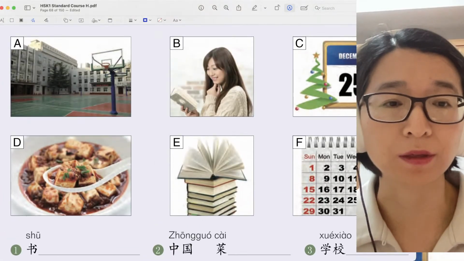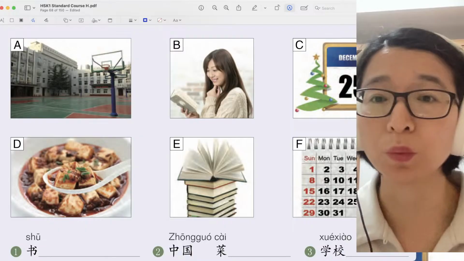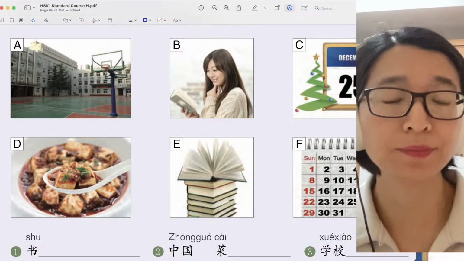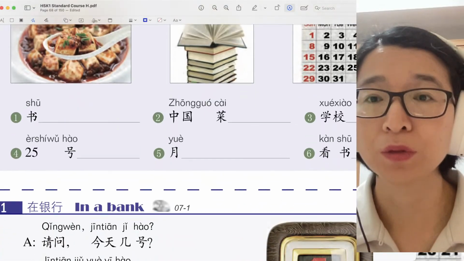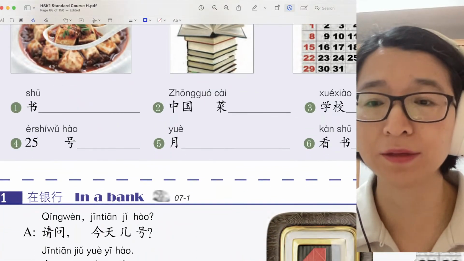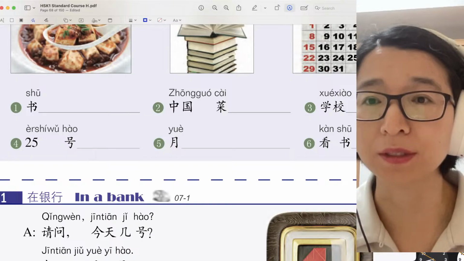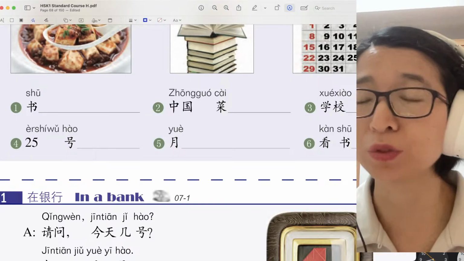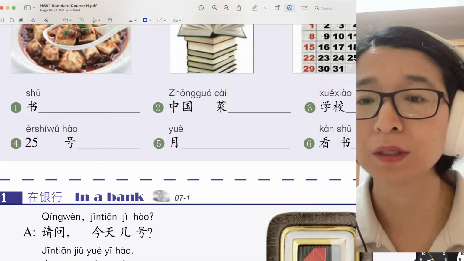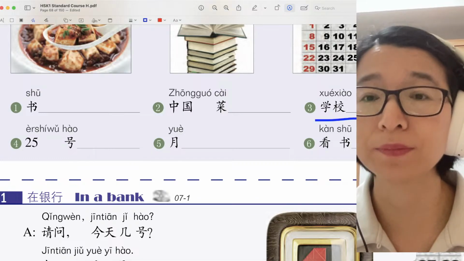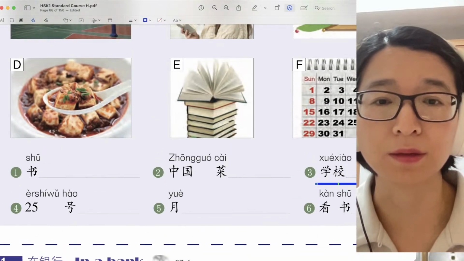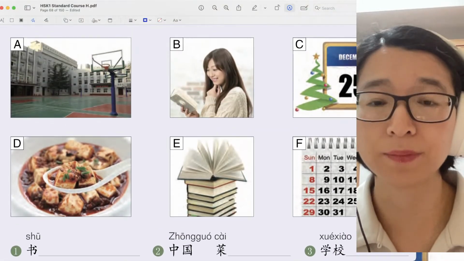Okay, now let's see some pictures here. First picture, 第一个图. What is it? 这是什么? 这是学校, right? Have you found this answer? 这是学校. 学校.